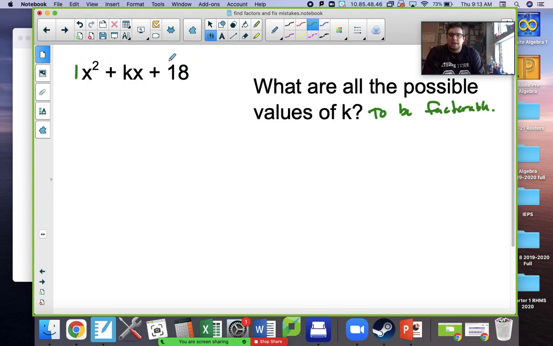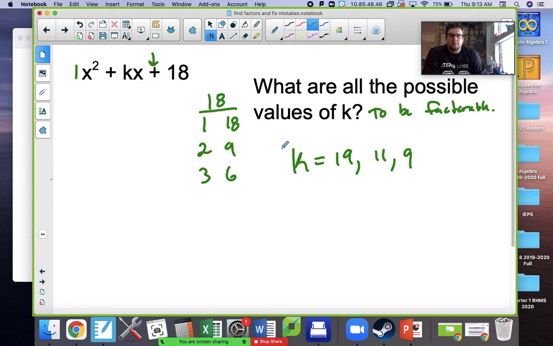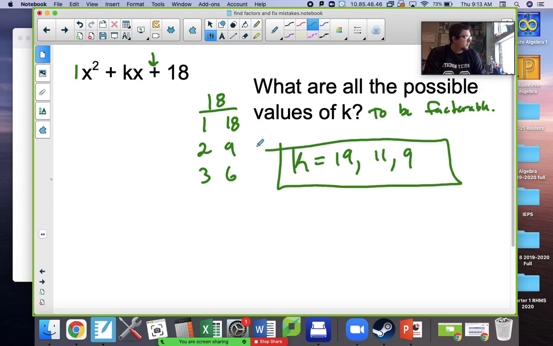Well, AC method, 1 times 18. So I need to find all the factors that are going to multiply to 18 but are going to add to k. So 1 and 18, basically I have to find all of my factors. 2 and 9, 3 and 6. So k could be 19, k could be 11, k could be 9. Those are all the different values. It can't be any other number because I need them to multiply to 18 and add to k and be positive.